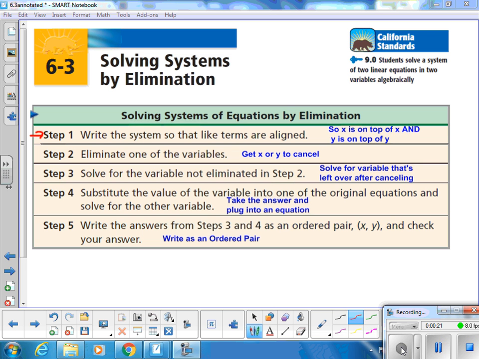Step one is we write the system where the like terms are aligned. So we get the x's right above each other, the y's right above each other, and we'll show you an example of that in a moment here. And then we eliminate the variables by either adding or subtracting. We want to cancel one of them out. And so if you cancel one out, then you're left with one, and you can use that one by substituting it in. And then once you have that, you will then indeed have coordinates, which is the solution to your system. Let's play that out.